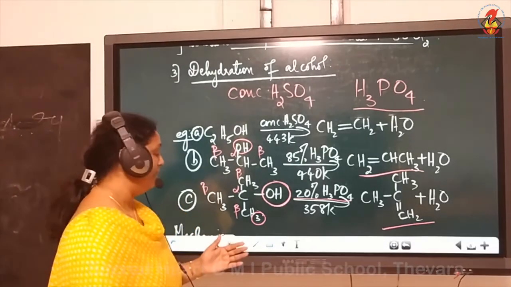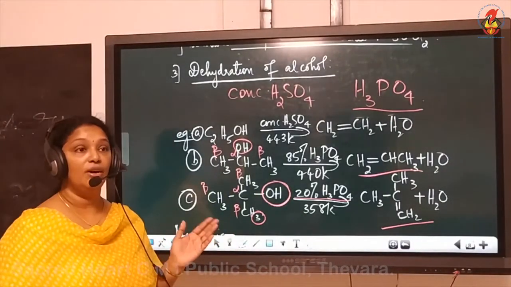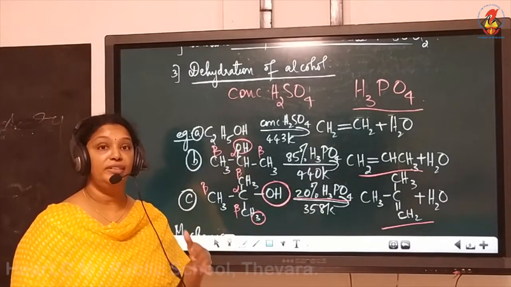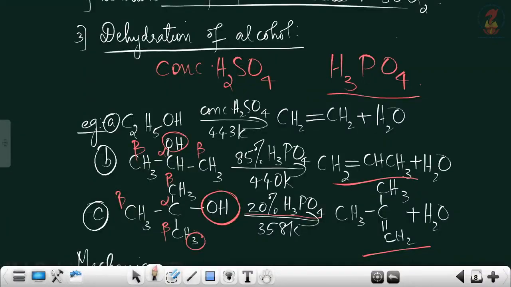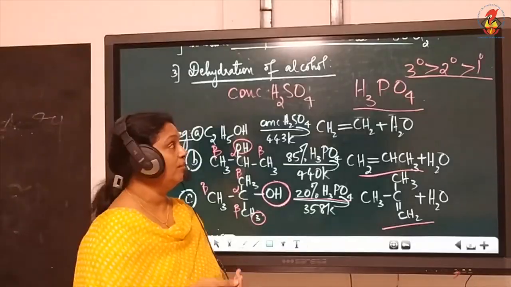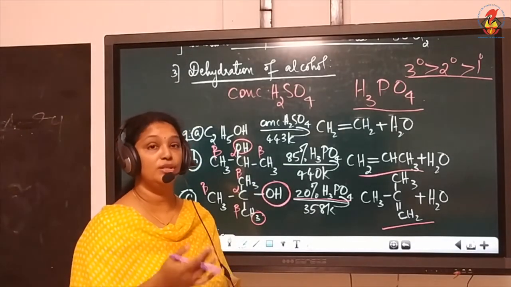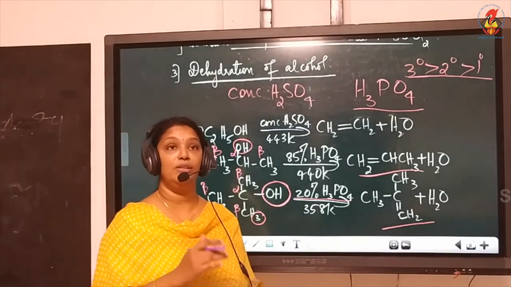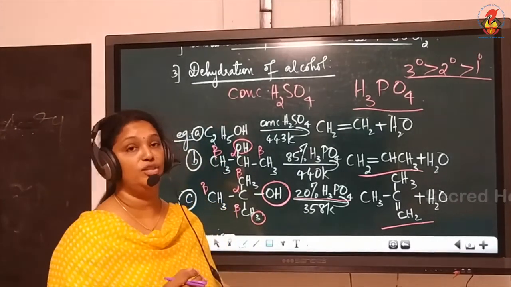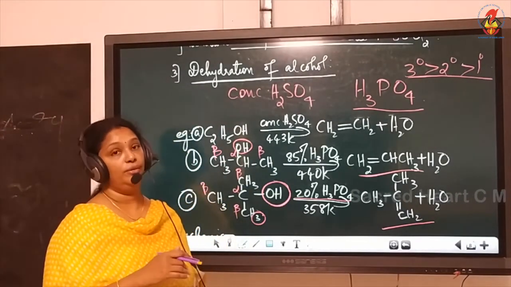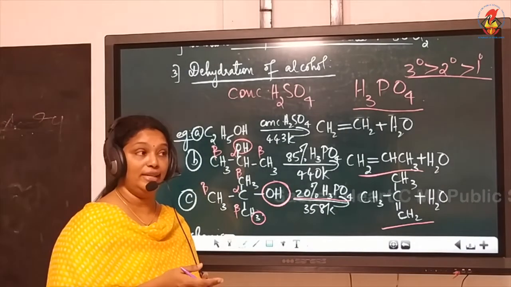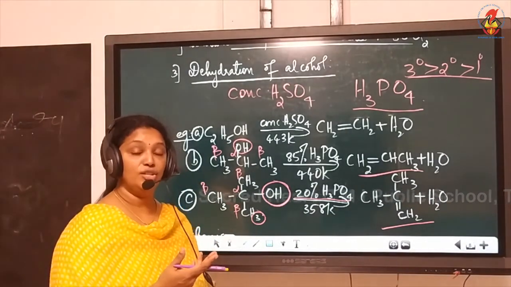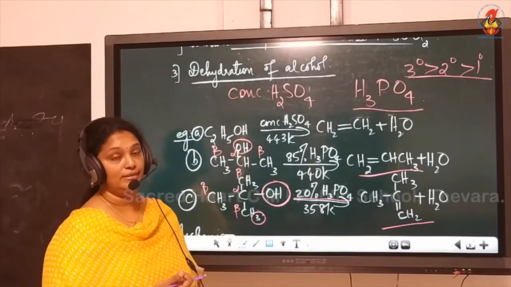So you can say the decreasing order of ease of dehydration of alcohols is tertiary greater than secondary greater than primary, which means tertiary alcohols will be dehydrated easily, followed by secondary, followed by primary. So tertiary alcohols and secondary alcohols need only mild dehydrating agents like phosphoric acid for dehydration, whereas primary alcohols need a very strong dehydrating agent like concentrated sulfuric acid.